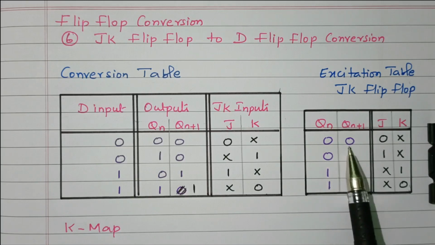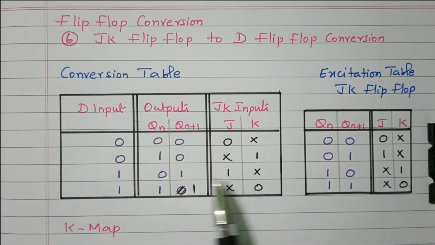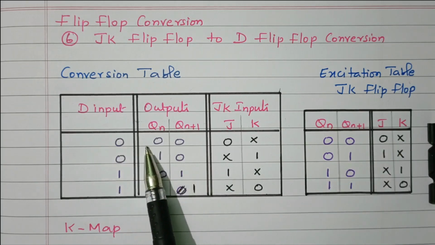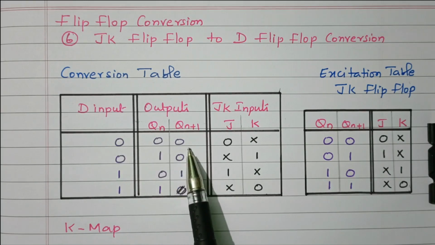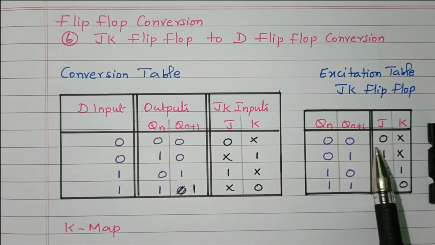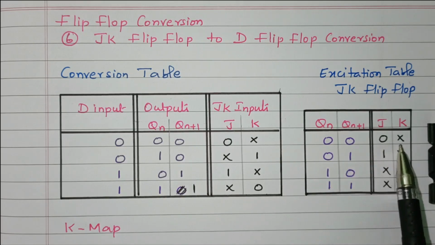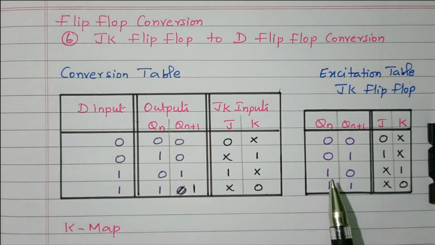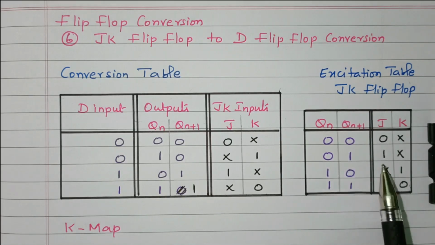From the output, we are checking what the input is. A truth table means that from the input, we are verifying what the output is. Here, with the output, present state and next state, 0, 0 means what JK input we need to give. That is called an excitation table. 0, 1: present state is 0, next state is 1, so what input do we need to give? So this is the JK flip-flop excitation table.